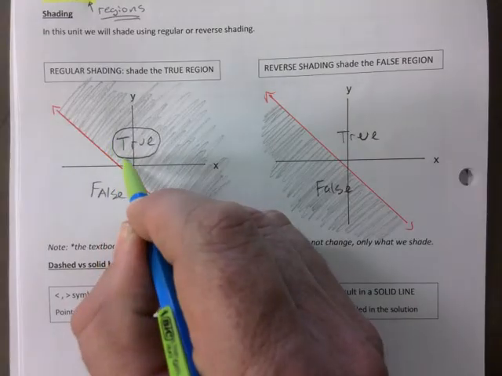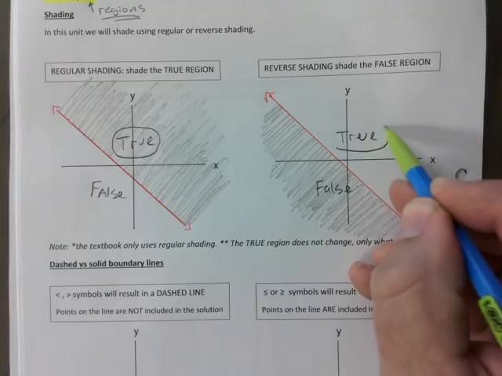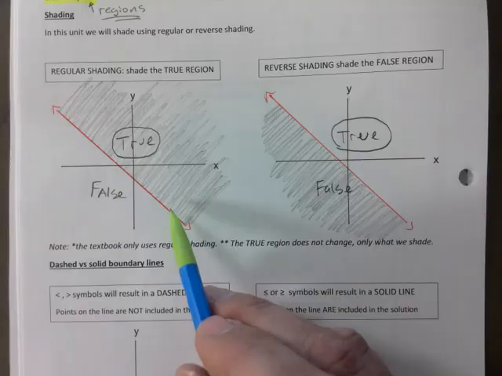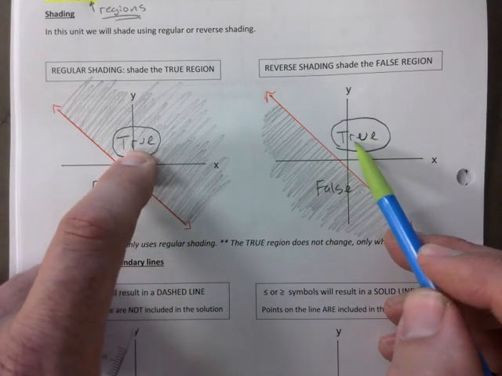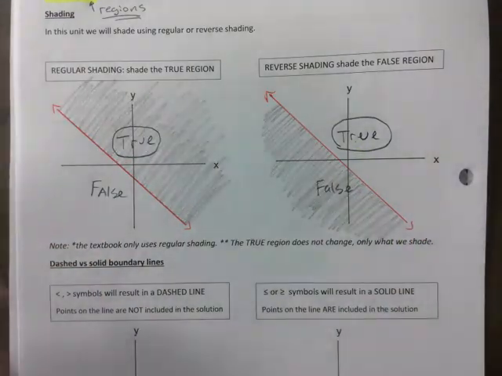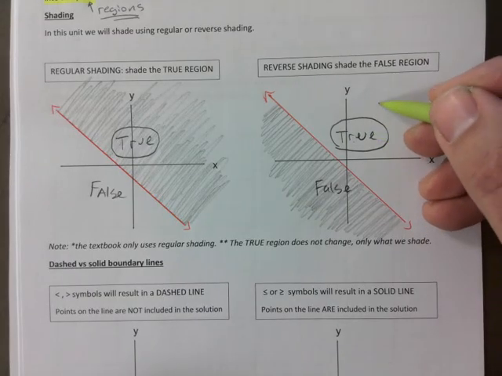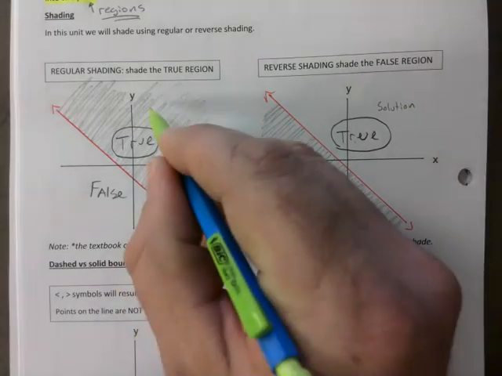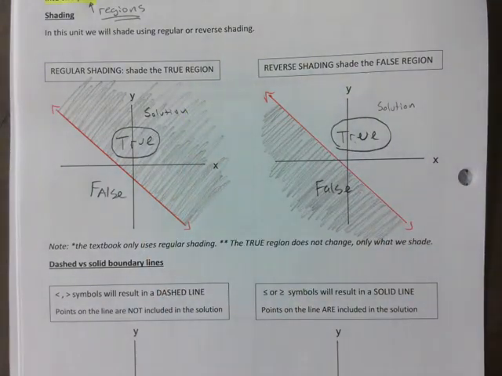Did the true region change regardless of which shading we used? The true region did not change. It's still the same, so you have to look for that. I'm also going to give you a heads up already. Sometimes true is also known as the solution region. True is the same thing as solution.